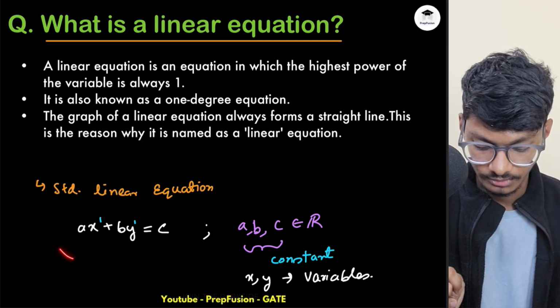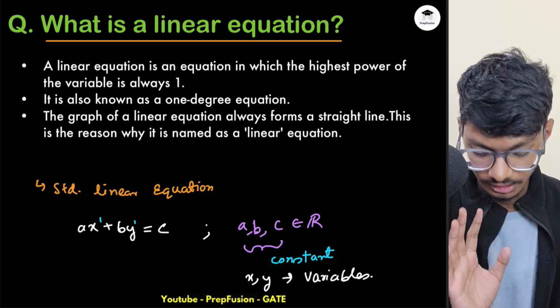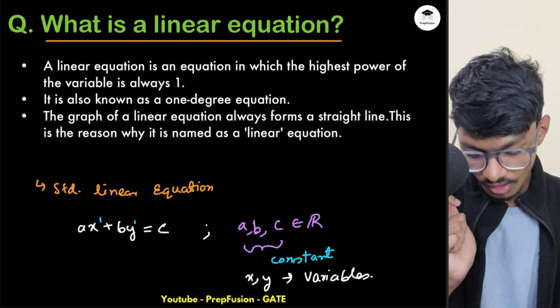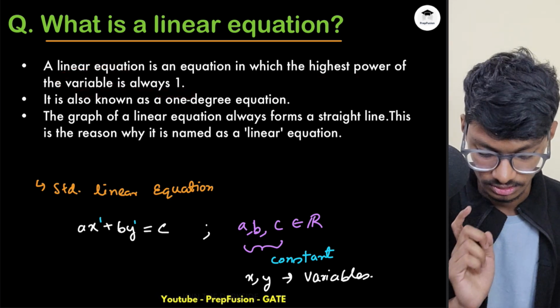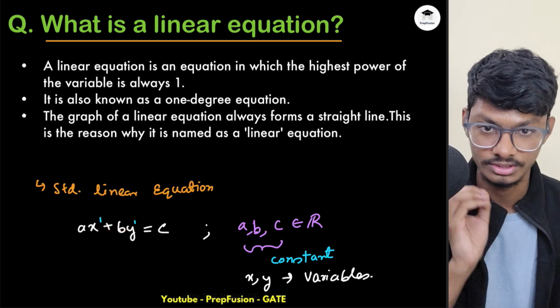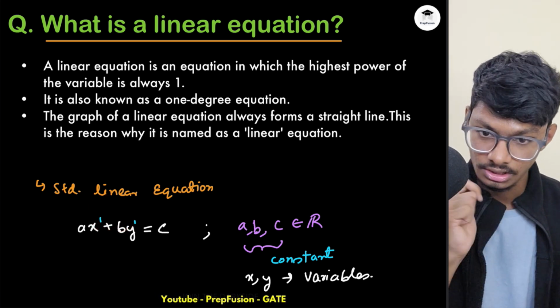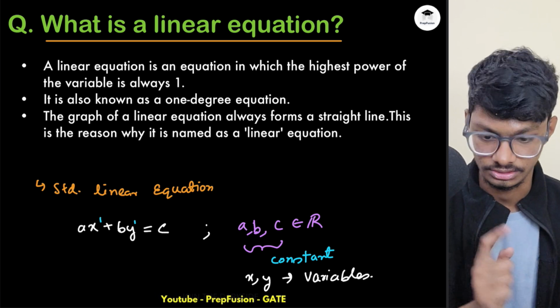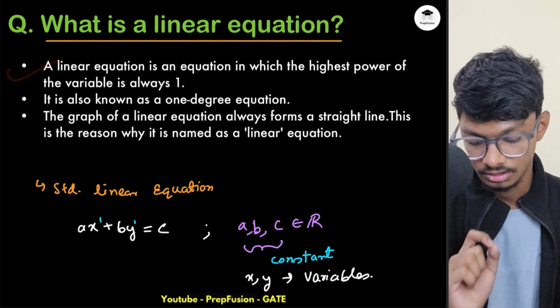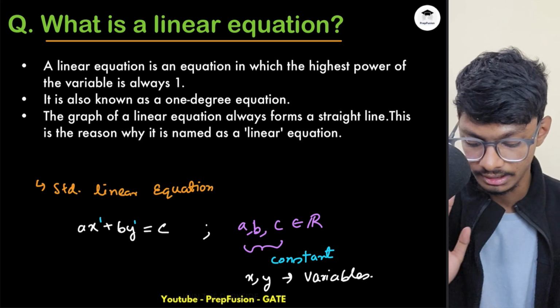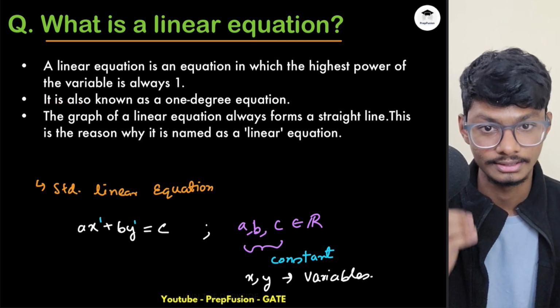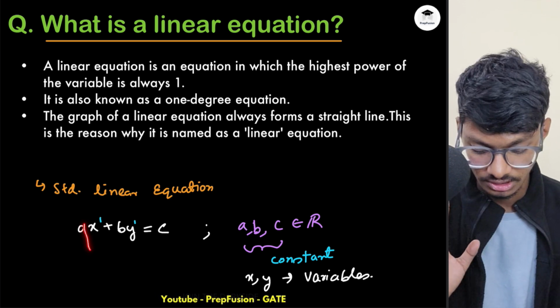But this is the standard form of a linear equation. As they have told, the highest power of the variable is always 1. As we can observe, the highest power is 1. So this satisfies the condition for being a linear equation. That is the first condition. Now, just information based, it is also known as a 1 degree equation because the power is 1.